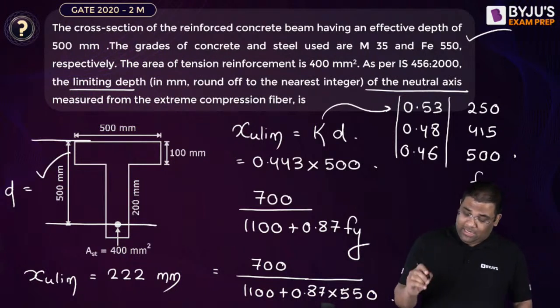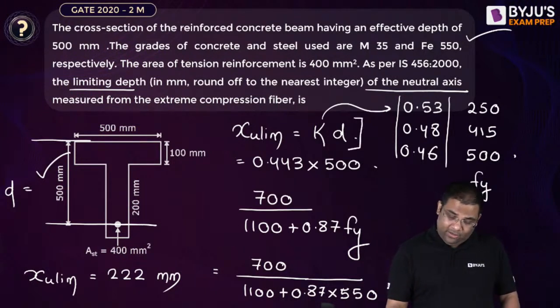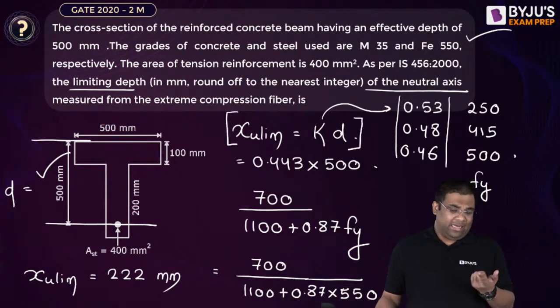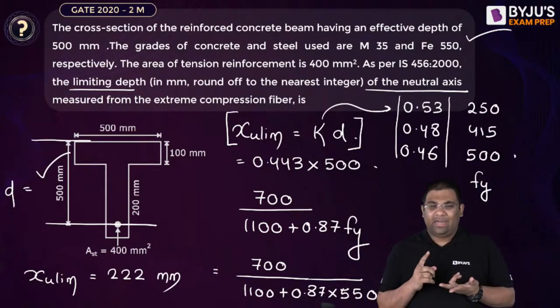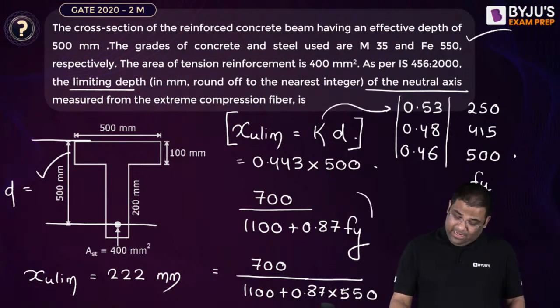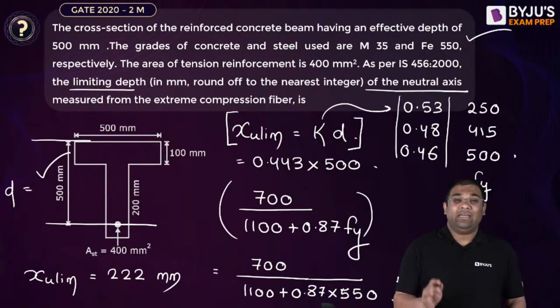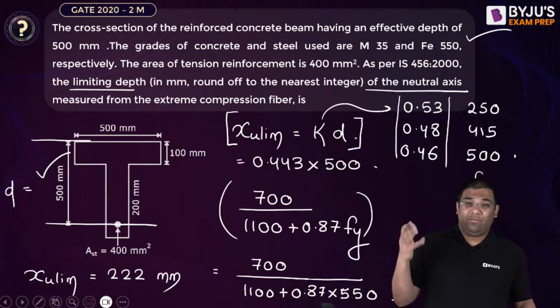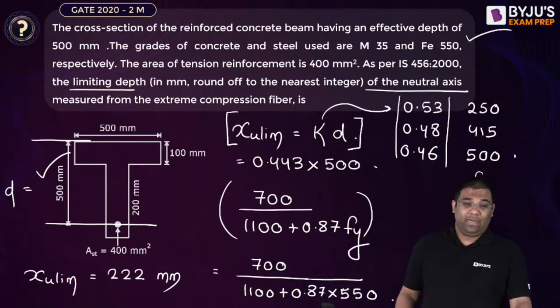Okay. The axial limiting doesn't depend on anything. It doesn't depend on the area of steel. It doesn't depend on grade of concrete. It only depends on the grade of steel, and it depends on the effective depth. It doesn't even depend on rectangular or T-beam or L-beam. Doesn't matter. Same thing we'll get.